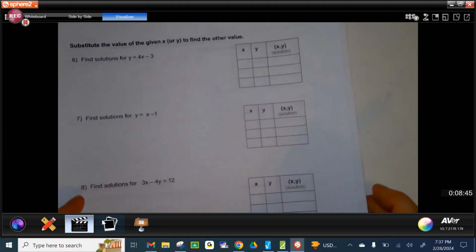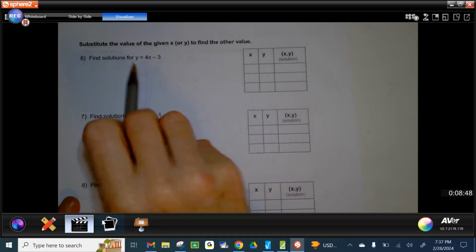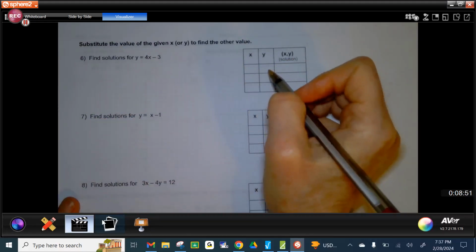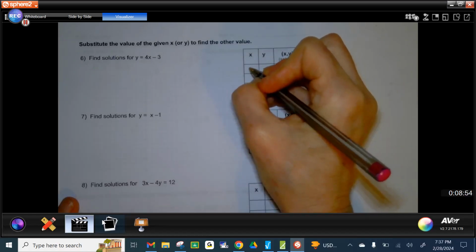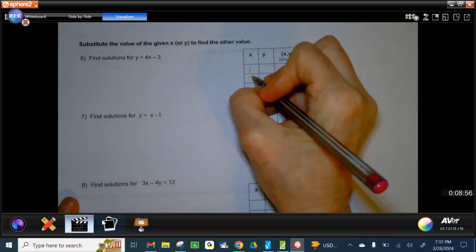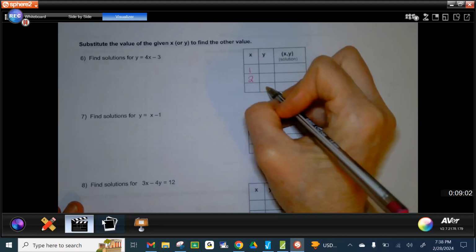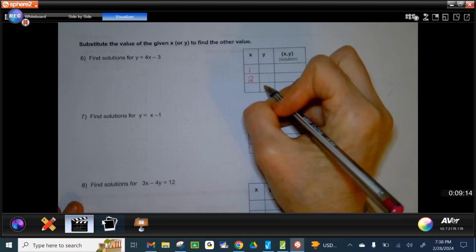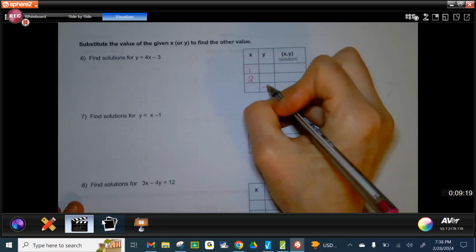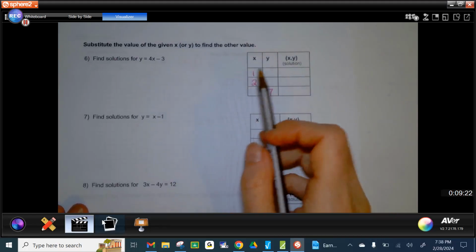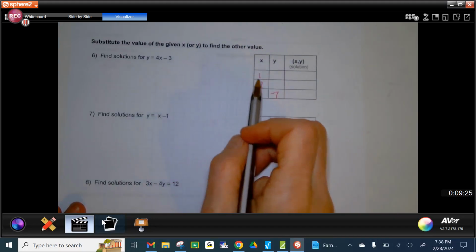All right, so to find some solutions for this, I'm going to need to put in an x value and get a y value. Okay, so I'm going to put in an x value of 1, and an x value of 2, and a y value of negative 7. Okay, so to find the solutions, I'm just picking some kind of random number.